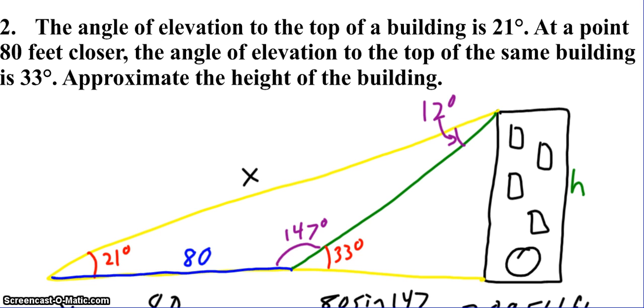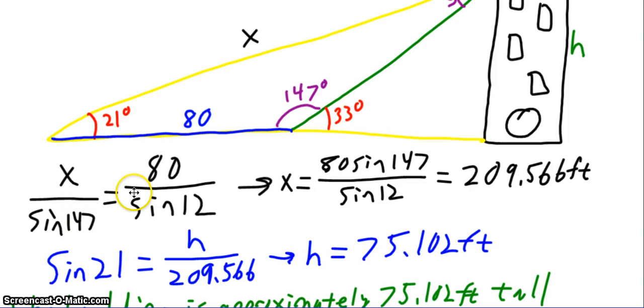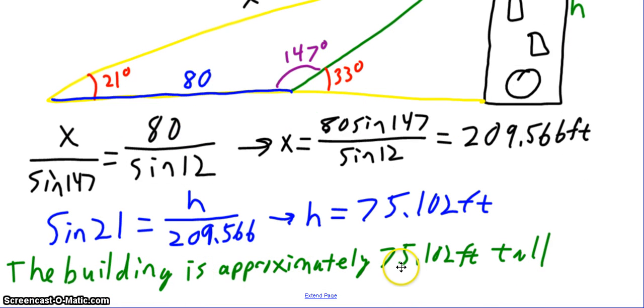So I solved for this x using the law of sines. X over the sine of 147 equals 80 over the sine of 12. So x is 80 sine of 147 over the sine of 12, which is 209.566 feet. Now I'm using the large right triangle. So I said now I can just use right triangle trig. I don't have to continue to use the law of sines. So I said the sine of 21 equals opposite over hypotenuse, so h over 209.566, so h is 75.102 feet. Therefore the building is approximately 75.102 feet tall.